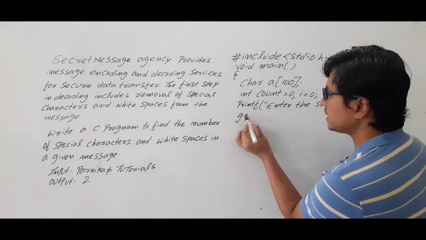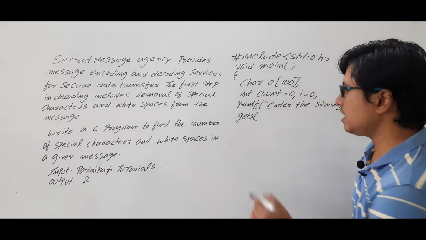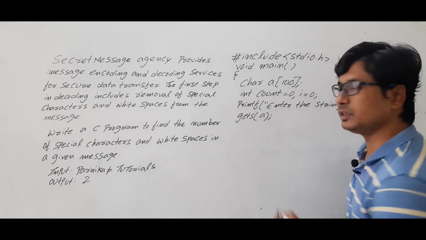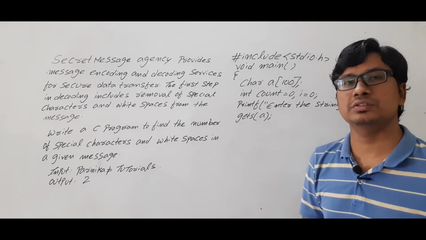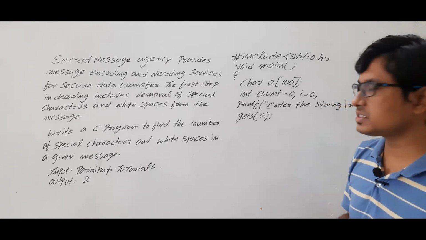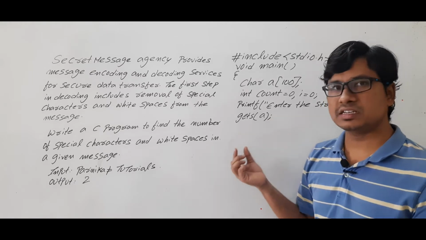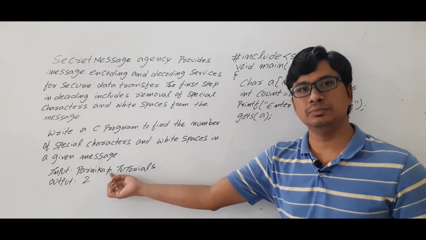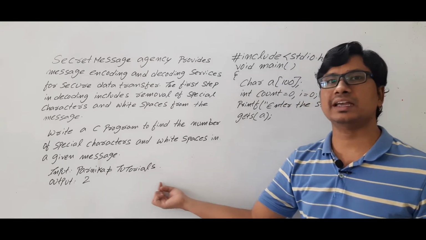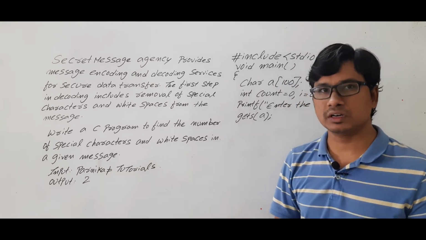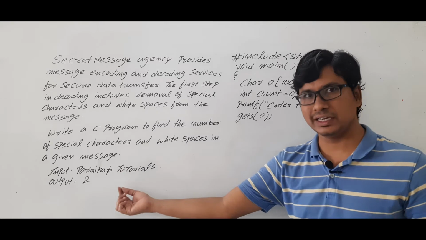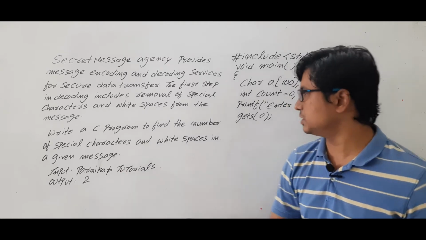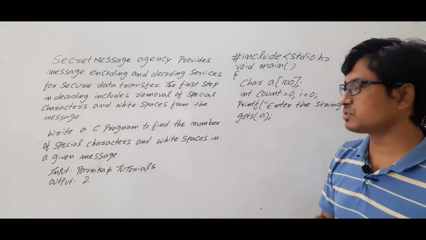Now I will use the gets function and I will specify the name of the array. Then you can ask me, sir, why are you not using scanf? If you are using scanf to read a string, the white space will act as a terminator. After the white space, whatever characters you have, it will not read. But here we need to read the characters after the white space. So that's why I have used the gets function.